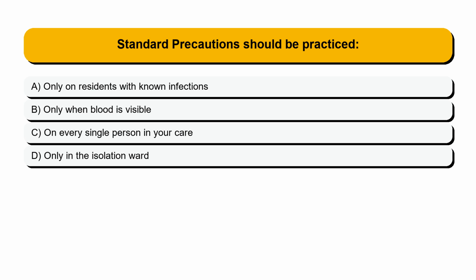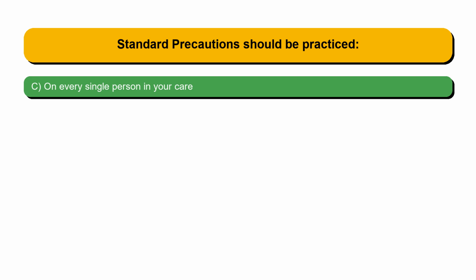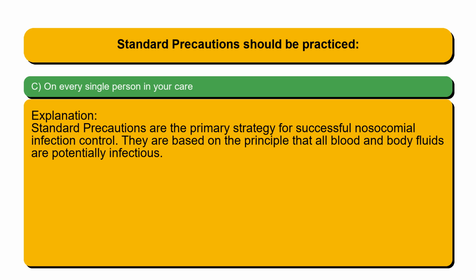Question 7. Standard precautions should be practiced: Option A. Only on residents with known infections. Option B. Only when blood is visible. Option C. On every single person in your care. Option D. Only in the isolation ward. The correct answer is option C. On every single person in your care. Standard precautions are the primary strategy for successful nosocomial infection control. They are based on the principle that all blood and body fluids are potentially infectious.